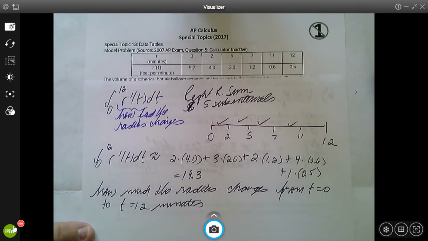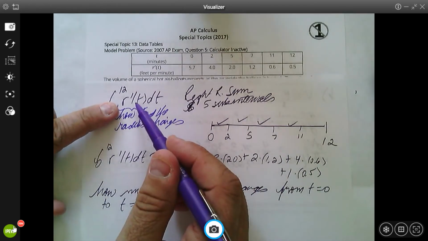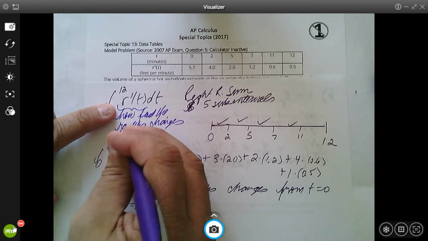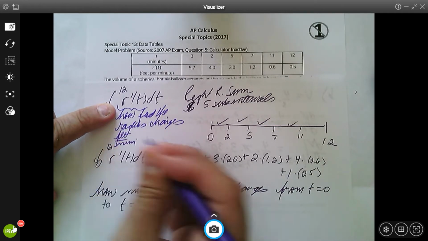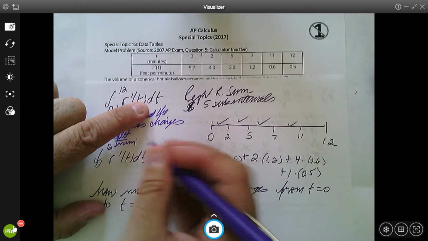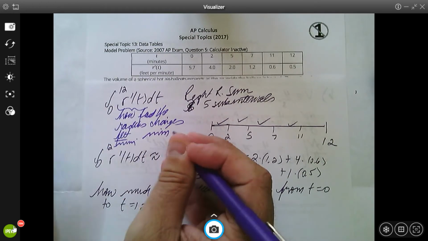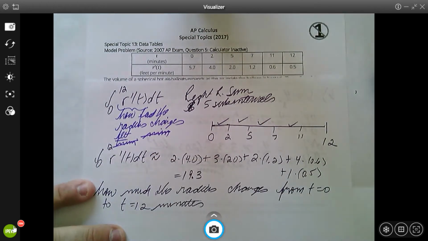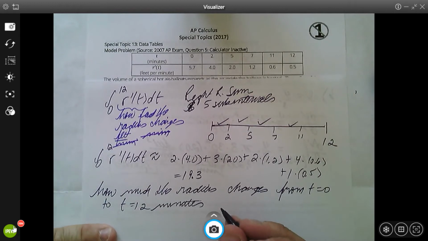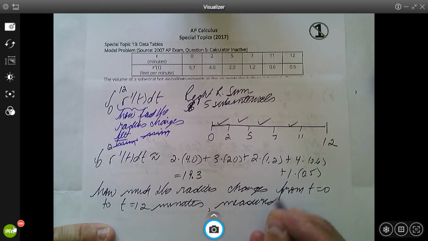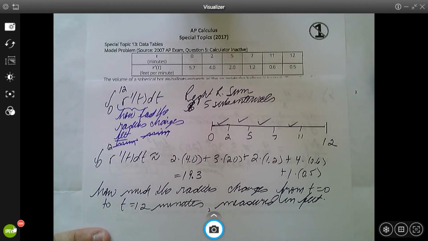In terms of your units, how are we measuring r prime? R prime is feet per minute. How are we measuring time? We're measuring time in minutes. Feet per minute times minutes is going to be feet. So how much the radius changes from t equals 0 to t equals 12 minutes is measured in feet.